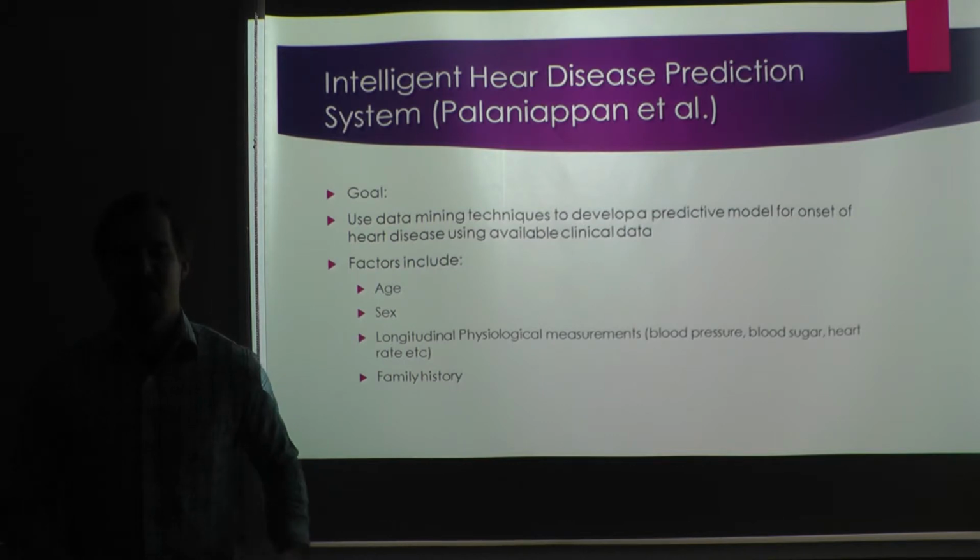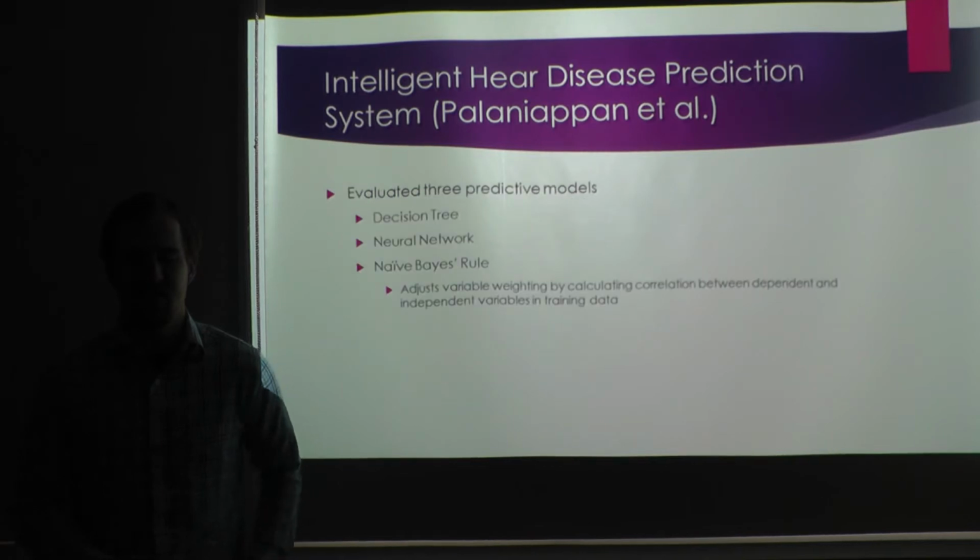So the factors here include age, sex, longitudinal physiological measurements like blood pressure, blood sugar, heart rate, and then family history. This is a really good example of what we were talking about earlier, how there's a large database of measures that are already collected. Like when you go get a checkup, you get your blood pressure taken, your heart rate, you get your blood sugar taken sometimes, especially if you have diabetes. So this data is already out there, so they're just looking at a way to data mine it and get some positive results out of it.